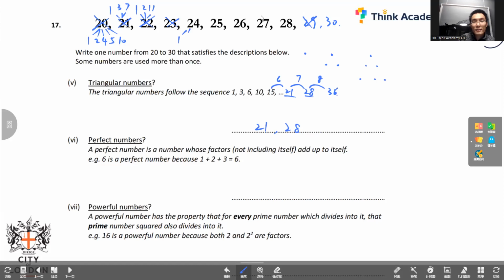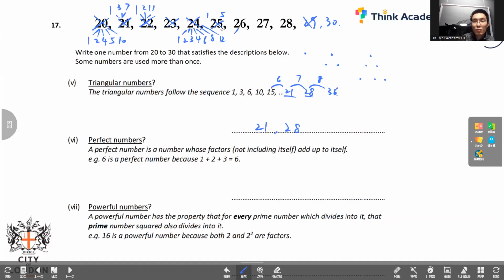24, we have 1, 2, 3, and then 4, 6, 8, 12. This will give us 4 plus 6 is 10. 12 plus 8 is 20. 10 plus 20 is 30. It's way larger than 24. Okay, it's definitely larger. No, 24 is not what we're looking for. 25. So for 25, we have 1 and 5, actually. It has itself, but we're not including itself. So it's just 1 plus 5, which is 6. It's less than 25, so no.